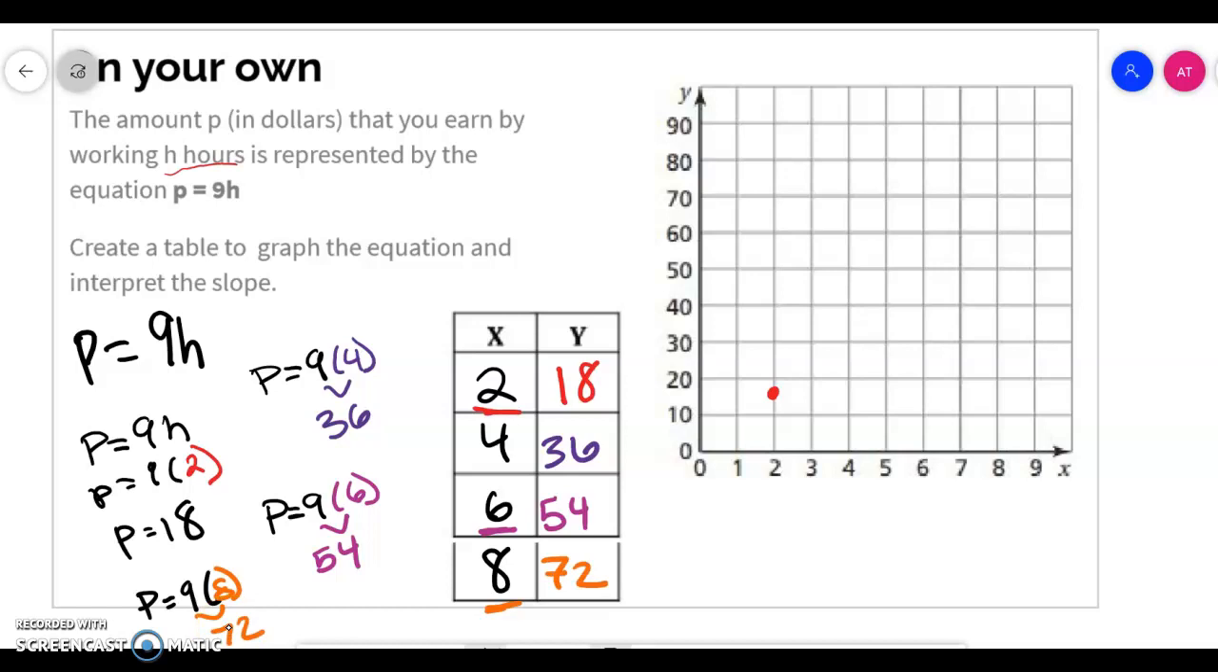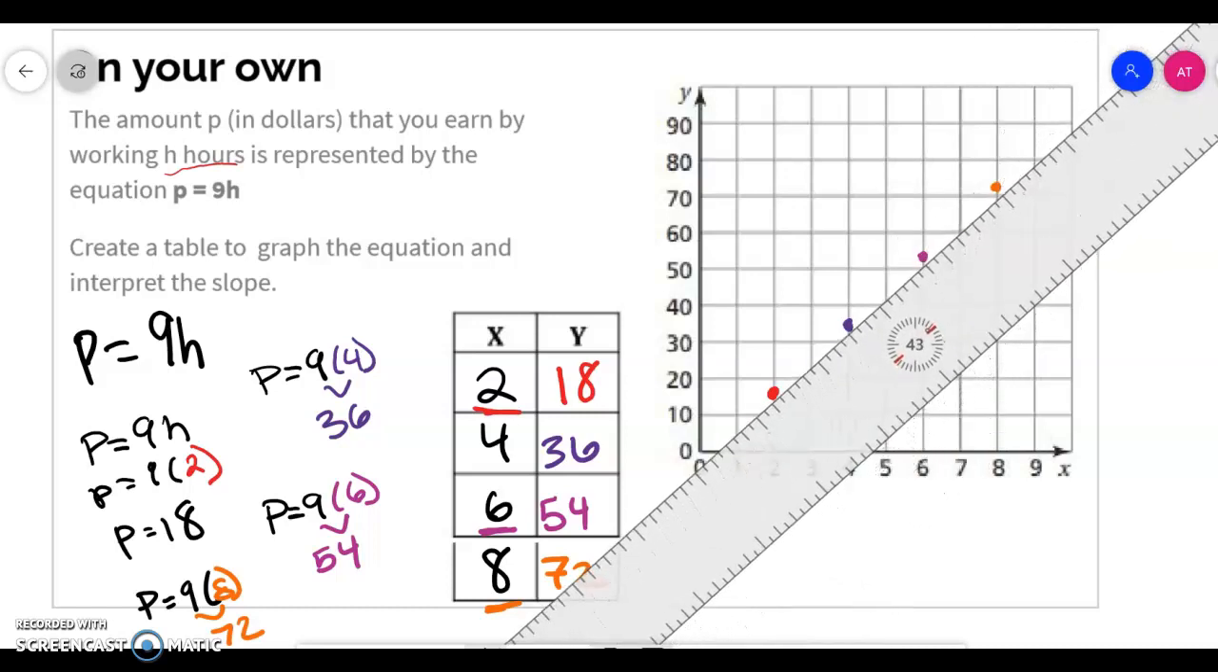So now let's graph. When we did 2, 18, now we're going to do 4. We're going to go to the right 4 and all the way up to 36. So it's going to be slightly larger than 35. And then we're going to go over to 6 and up to 54, which is a little bit less than 55, right? And then 8 and 72, which is going to be a little bit higher.